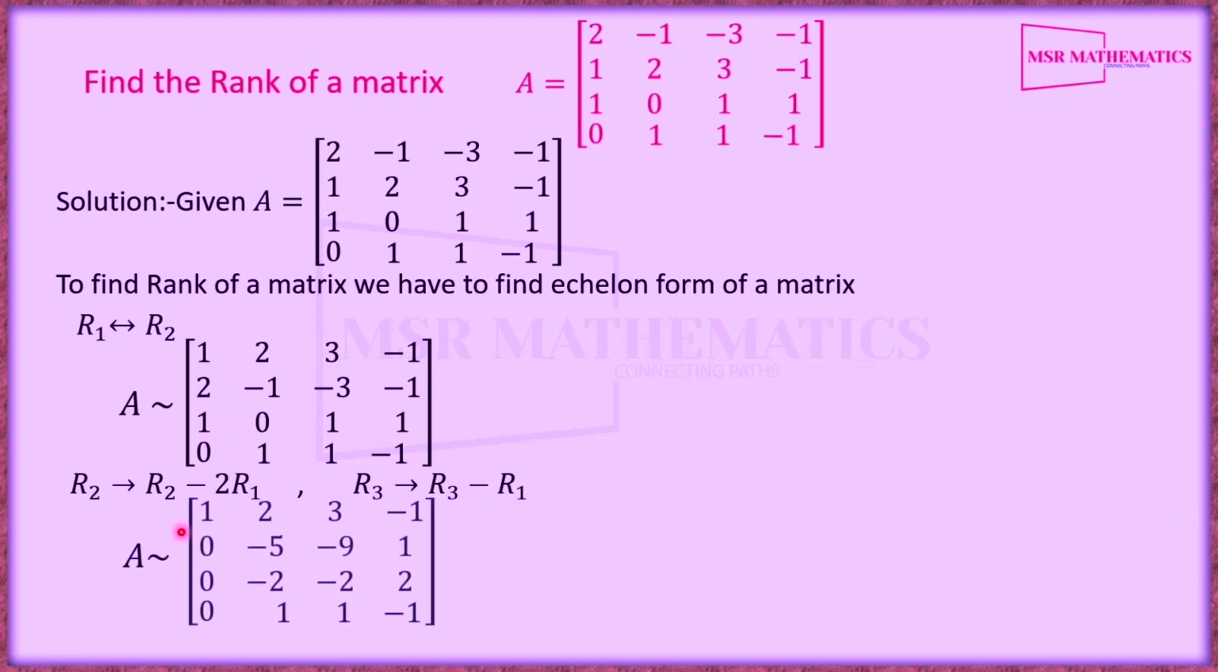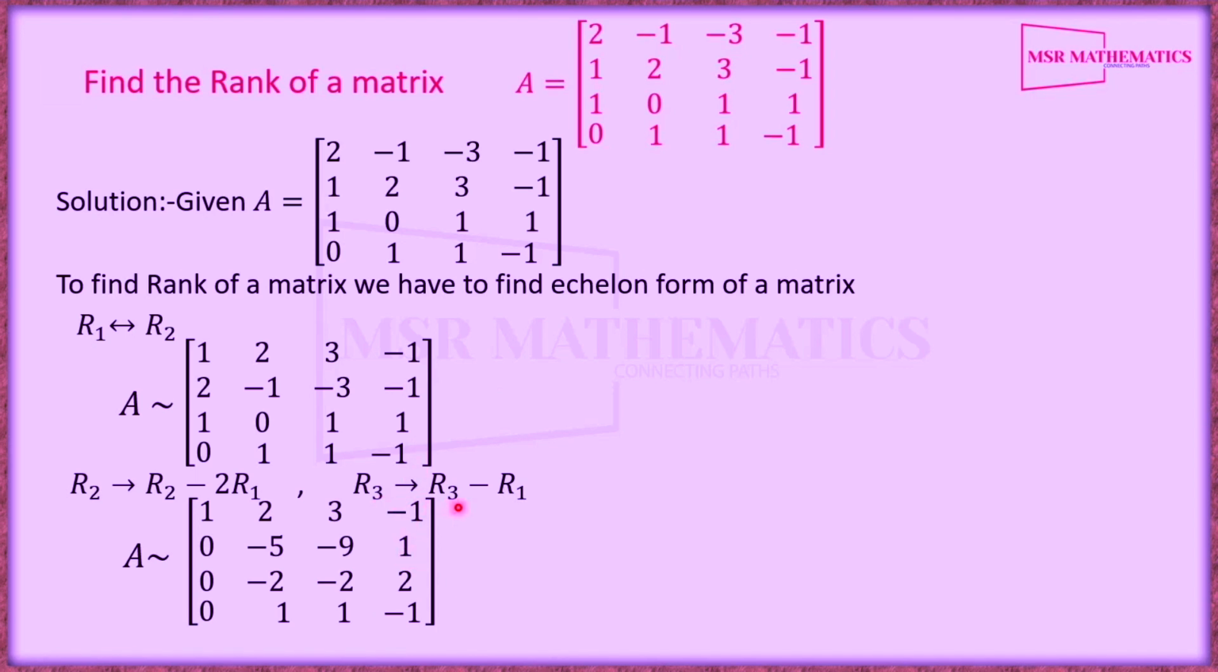So the new matrix is: the first row is the same, 1, 2, 3, -1. Second row is R2 minus 2 R1. 2 minus 2 into 1 is 0. Similarly, -1 minus 2 into 2, where 2 into 2 is 4, gives -1 minus 4, which is -5. Similarly, -3 minus 2 into 3 is 6, so -3 minus 6 is -9. Similarly, -1 plus 2 into 1 is 2, so -1 plus 2 is plus 1.